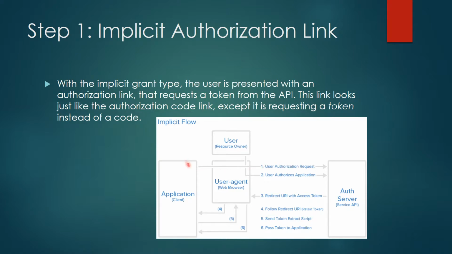With the implicit grant type, the user is presented with an authorization link that requests a token from the API. This link looks like an authorization code link, except it's requesting a token instead of a code.